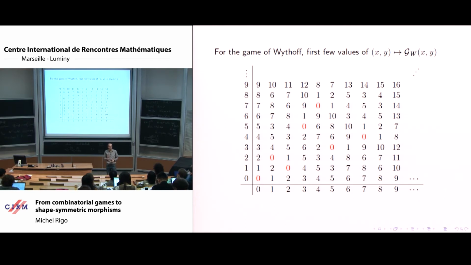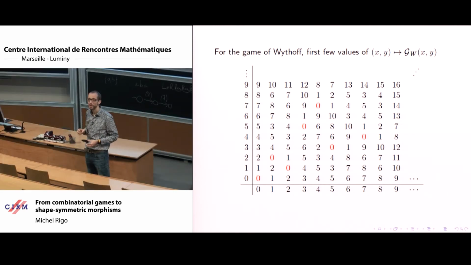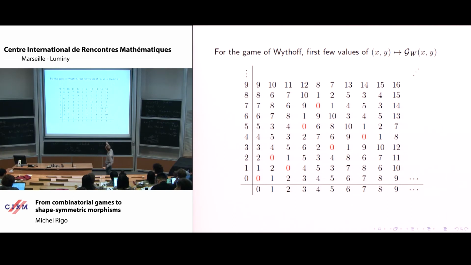What is this table? This is exactly the Grundy value, but now not for the Nim game, but for the Wythoff game. So remember, for Wythoff's game, what do you do? You have two piles of tokens. Just like the Nim game, you can remove whatever you want from one of the two piles, but you have an extra rule. You can also remove things from both piles, but you have to remove the same number of tokens on the two piles simultaneously. And so, how can you compute this table?